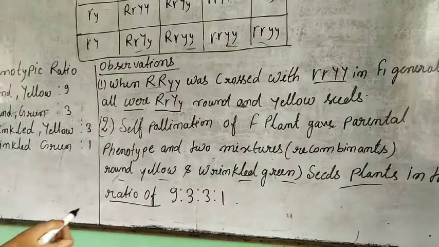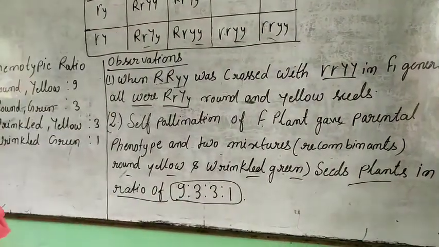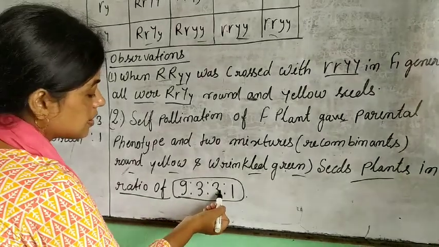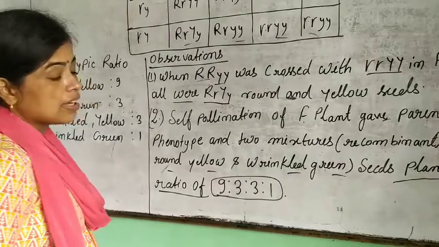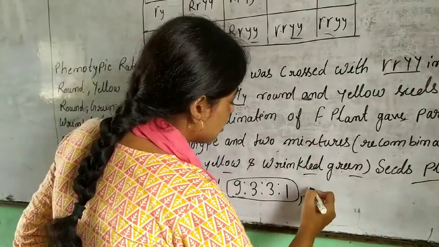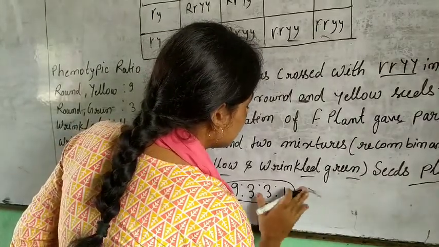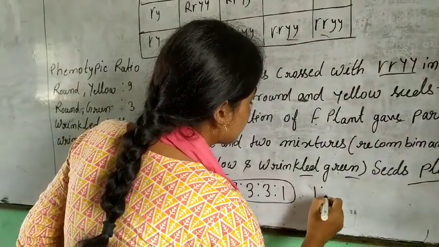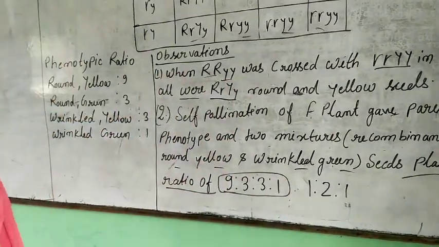The point to remember is this ratio: 9:3:3:1. This is the dihybrid cross ratio. In the monohybrid cross, the ratio we have learned is 1:2:1. This is the monohybrid ratio.